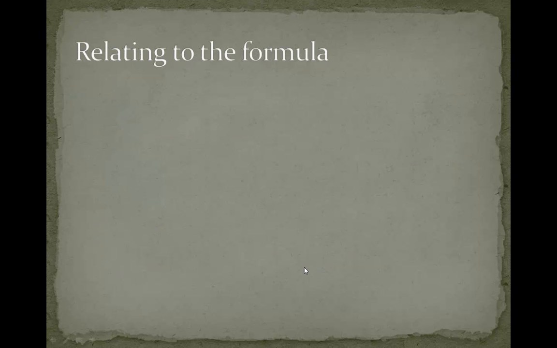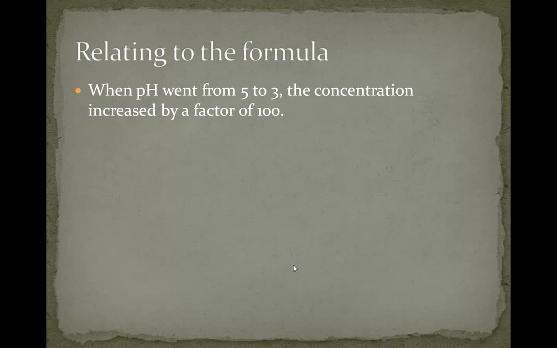Now let's relate what we just did back to the pH formula. When the pH went from 5 to 3, the concentration increased by a factor of 100. It got 100 times more concentrated.